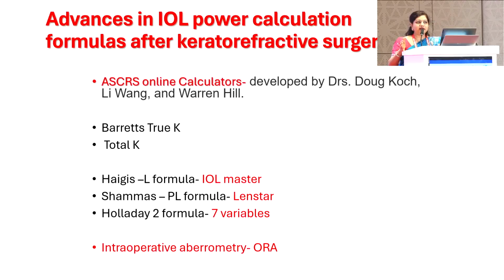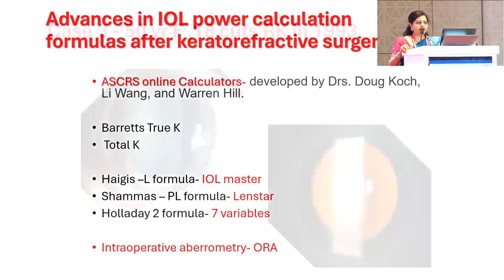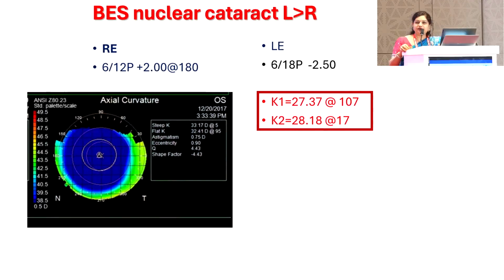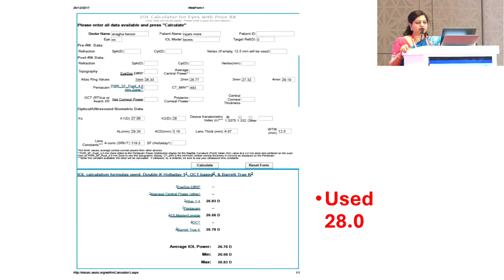Now we have advances in IOL power calculation. You have the ASCRS online calculators, the Barrett True K with the total K, or the Haigis-L for the post-LASIK, or intraoperative aberrometry. This was a 50-year-old patient having multiple cuts, and one of the flattest cases that I've seen, almost 27 diopters, as you can see here.